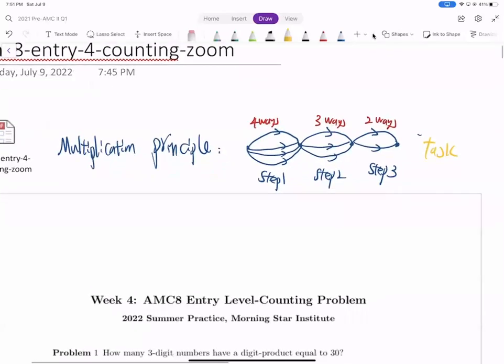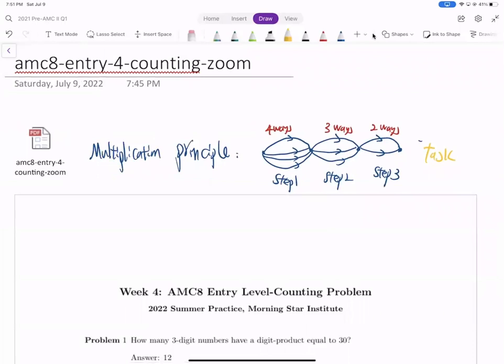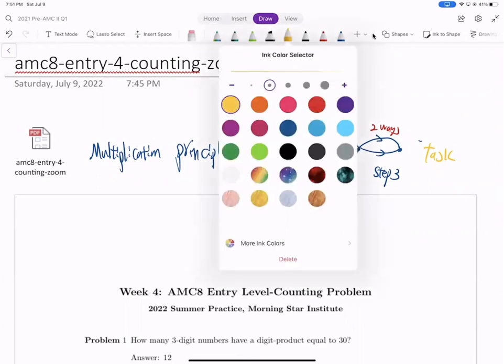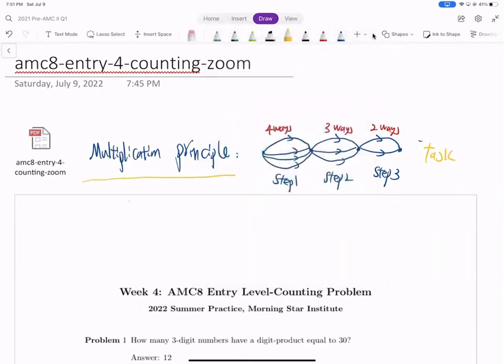Okay, in this video, we'll go over problems in week 4 regarding counting problems. Now, before we look at those problems, let's quickly review the so-called multiplication principle, which is the cornerstone in counting problems. So what is the multiplication principle? The multiplication principle says this: suppose we want to finish a task, and the task can be separated into several steps. Here, let's say 3 steps: step 1, step 2, and step 3.